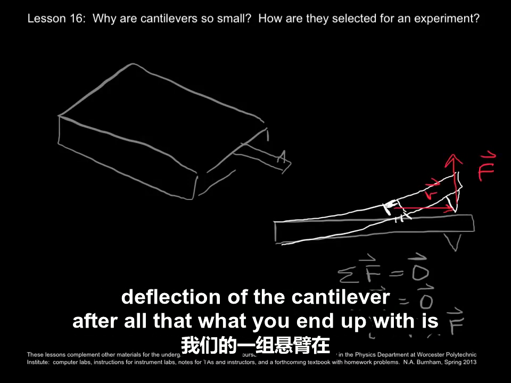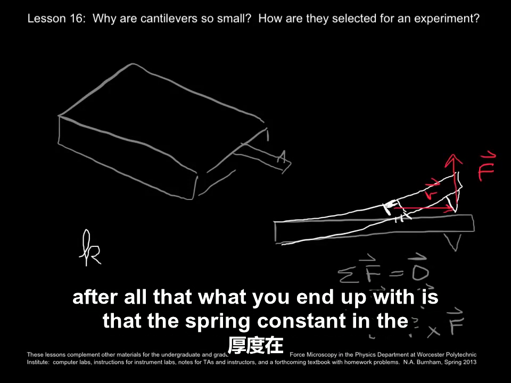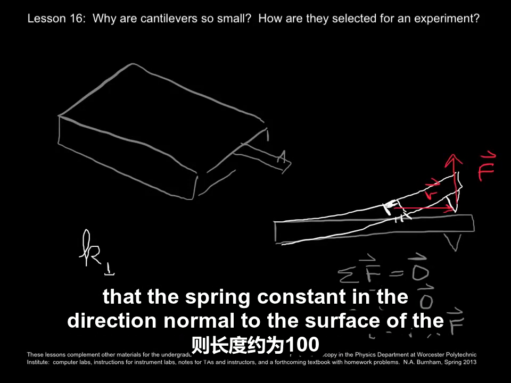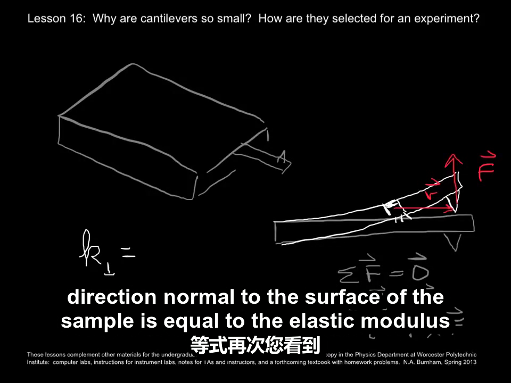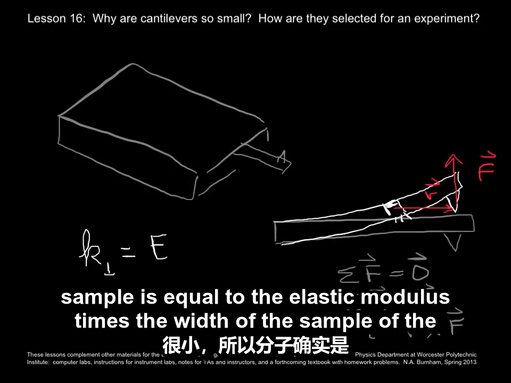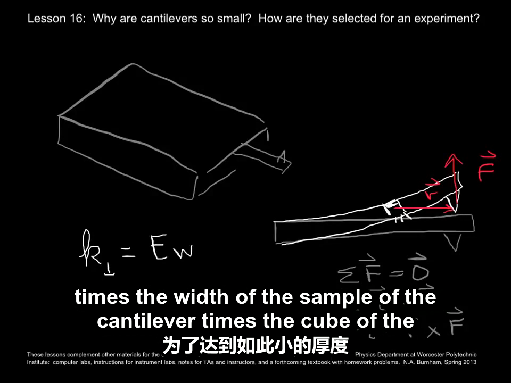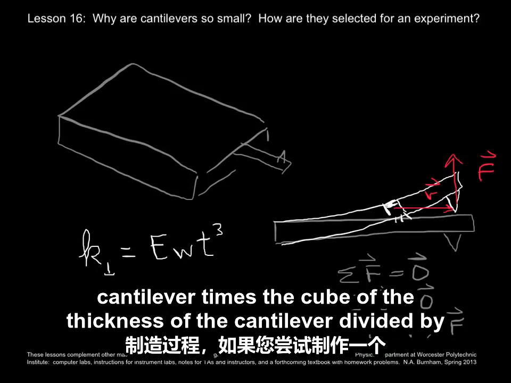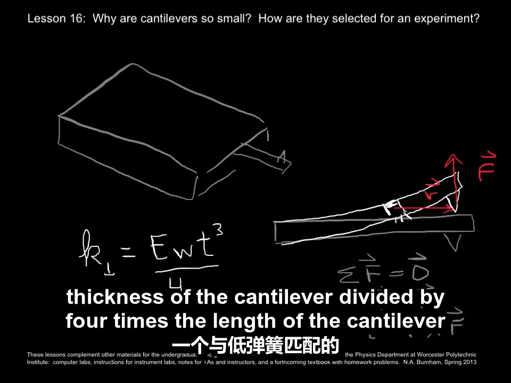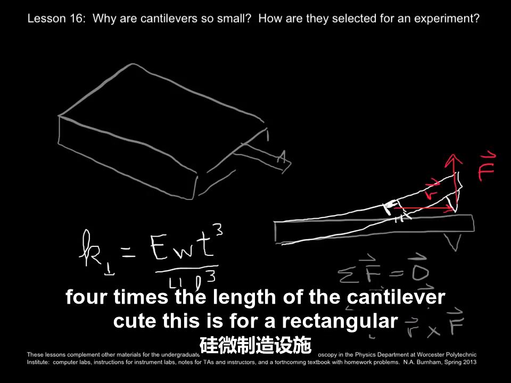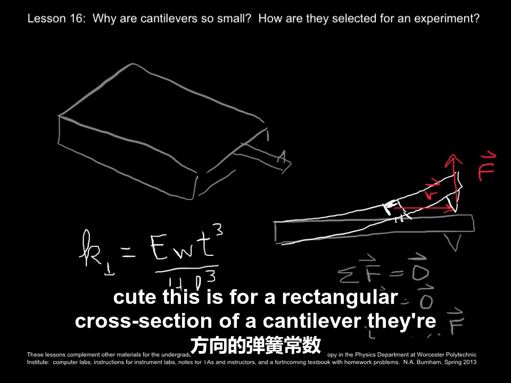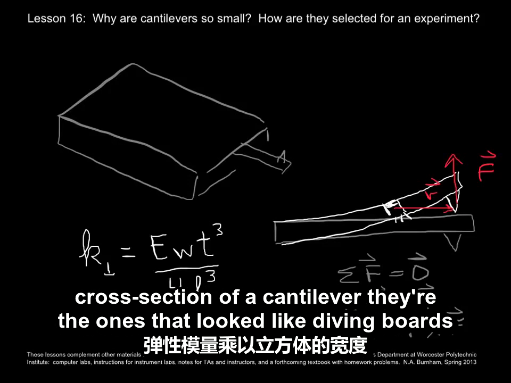After all that, what you end up with is that the spring constant in the direction normal to the surface of the sample is equal to the elastic modulus times the width of the cantilever times the cube of the thickness of the cantilever, divided by 4 times the length of the cantilever cubed. This is for a rectangular cross-section, the ones that looked like diving boards.